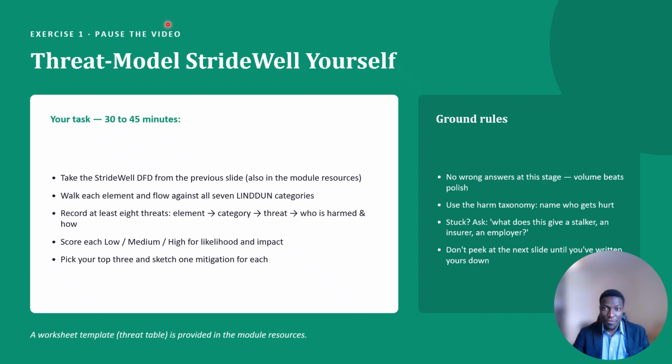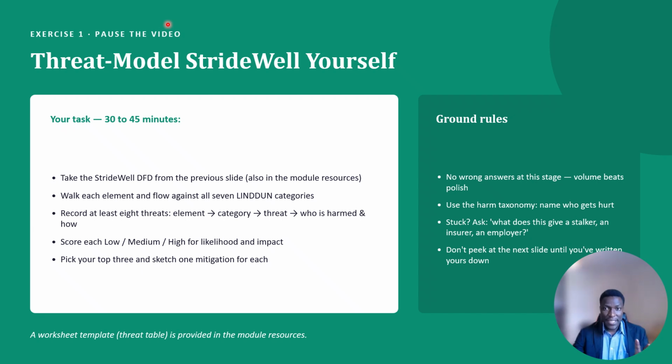work each element and flow against all 7 Linddun categories which we discussed, and I want you to record at least a threat in the format: element, category, and threat, and also who is harmed and how the person is harmed. Score each of the harms that you've identified into low, medium, or high for likelihood and impact. Then pick your top 3. So out of the harms that you've identified, sketch 1 mitigation for each of the top 3.